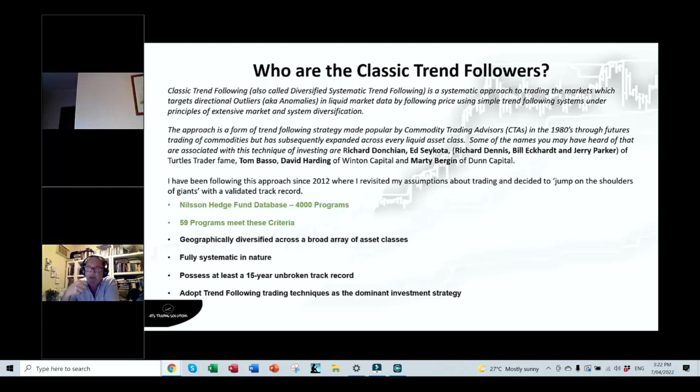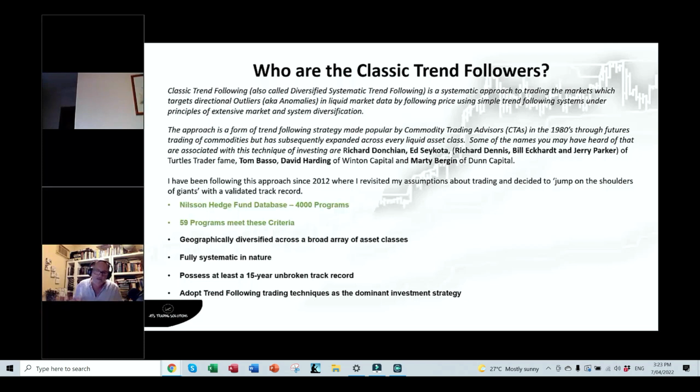So they need to be geographically diversified across a broad array of asset classes such as commodities, forex, equities, metals, hard and soft commodities, bonds, fixed income. They need to be fully systematic in nature. Now, we'll get into why they need to be systematic. It's not because we've elected to not be discretionary. It's just that this method demands a systematic approach, and I'll show you why.